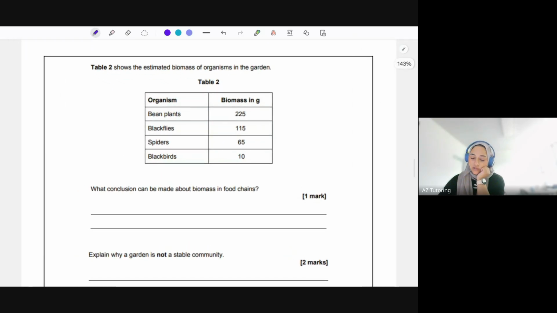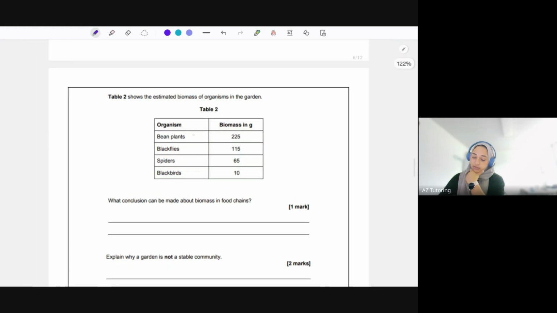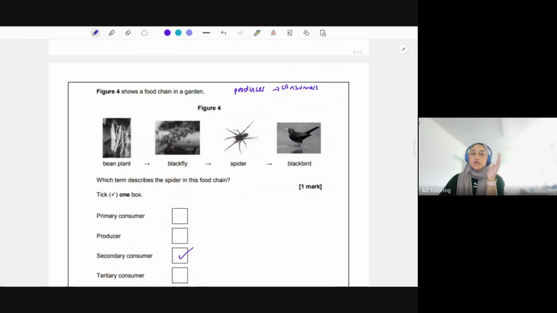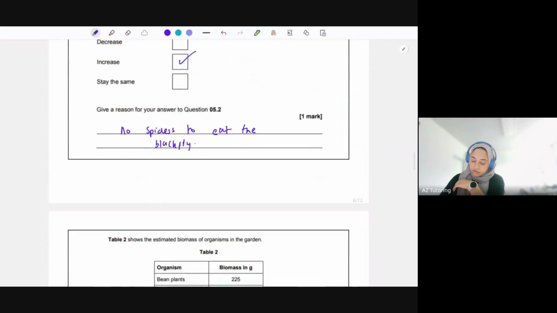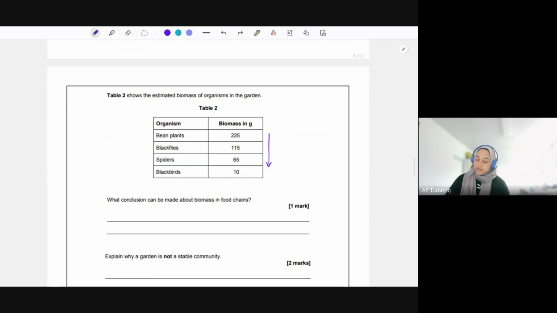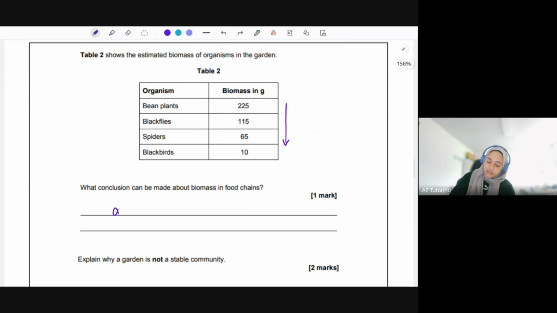The question's continuing. Table 2 shows the estimated biomass of organisms in the garden. Looking at this, bean plants, black flies, spiders, blackbirds, it's just going across the food chain. So the producer, then the consumers after, in order. Looking at this table, I can see the numbers decreasing. It starts off with a really high biomass and it's decreasing as you're going along the food chain. So what conclusion can be made about biomass in the food chain? You can say as you're going along a food chain, there is a decrease in biomass.